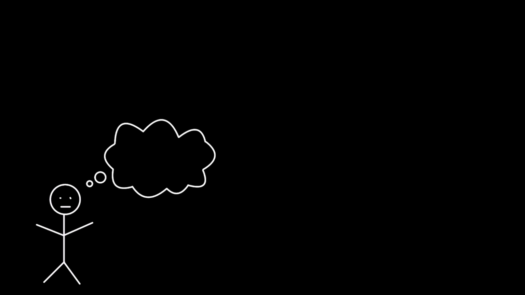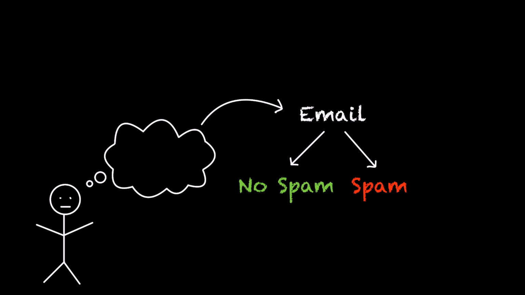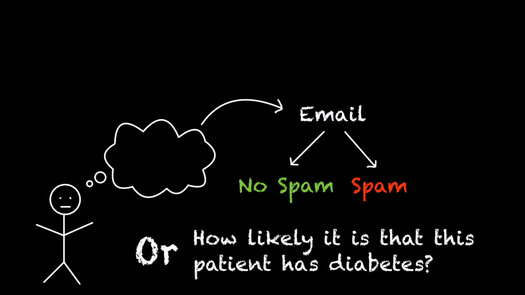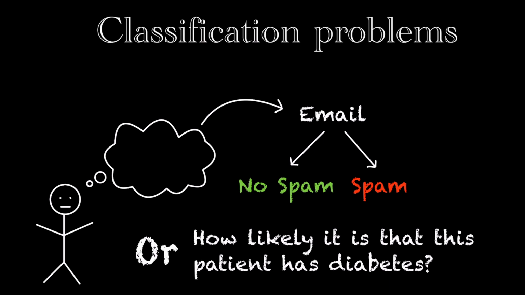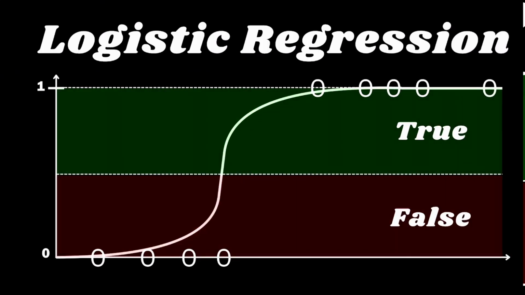Have you ever wondered how machine learning can predict whether an email is spam or not? Or how we can predict the likelihood of a patient having diabetes? Well, these are what we call classification problems. For these problems, we will look to a widely used machine learning technique called Logistic Regression.